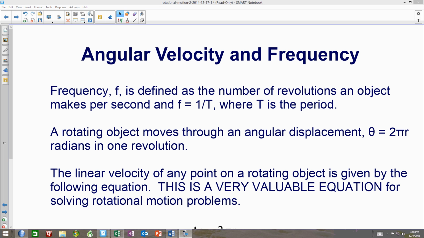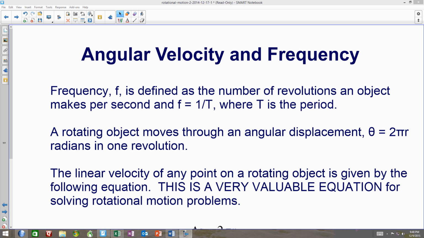Okay, in this video we're going to talk about angular velocity and frequency. Remember that frequency is defined as the number of cycles or revolutions for an object that it makes per second. And frequency is also related to the time period. Frequency is defined as 1 over T, where T is the time period.